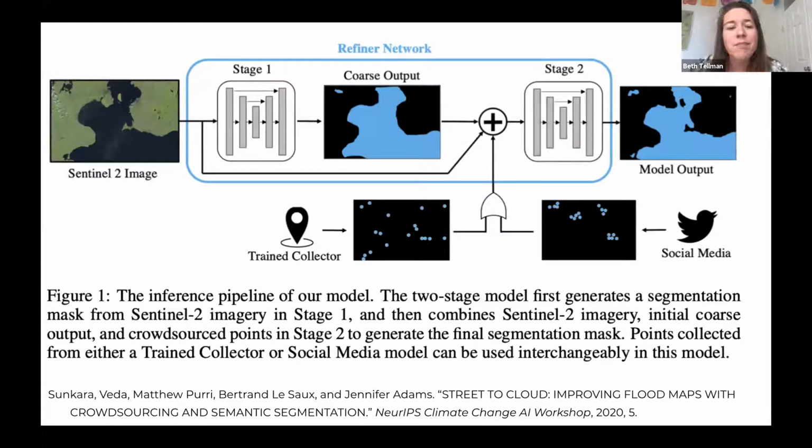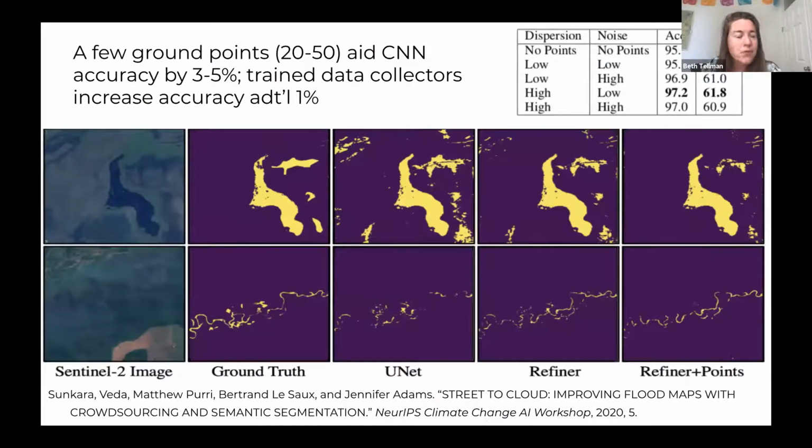The latest paper that's come out of our lab that I want to talk about, this will be at the NeurIPS Climate Change AI workshop in a couple of weeks. But we're starting to do a lot more experiments with crowdsourcing data. And how do you conceive of using crowdsourcing data to update those machine learning algorithms you're using on a Sentinel-2 image, for example? So if you have social media points you're scraping versus a trained collector, say a team of citizens in a city that's taking photos, how do you use that to update your flood map? And how much more accuracy do you get?